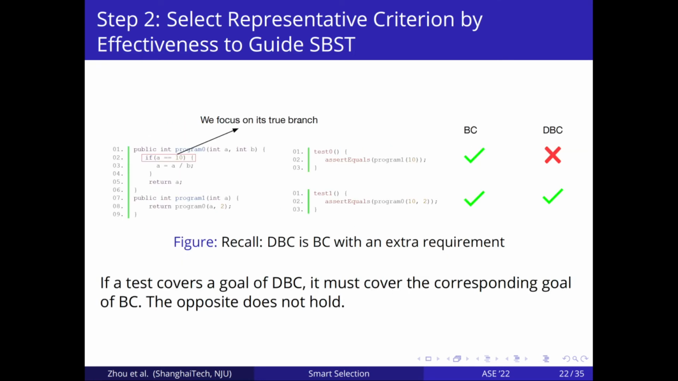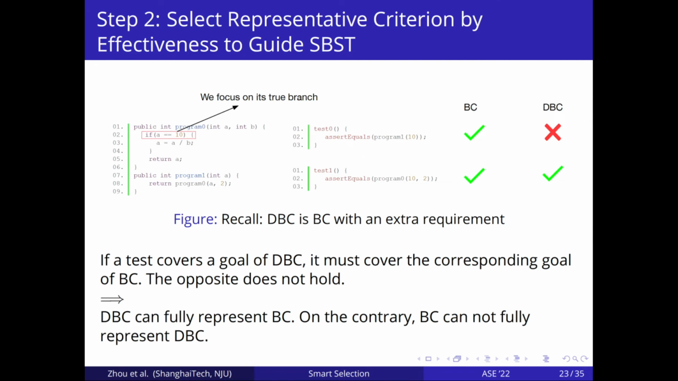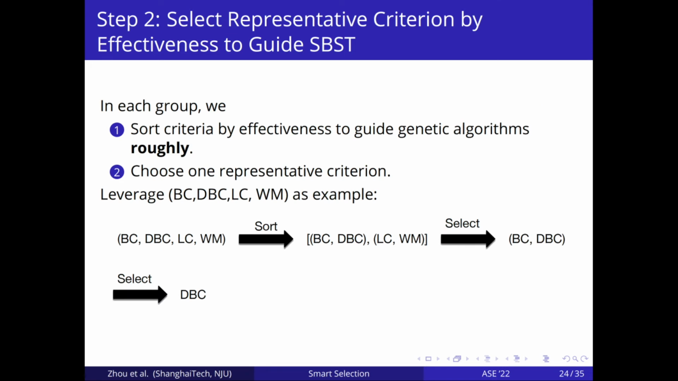Recall that direct branch coverage is branch coverage with an actual requirement, so we can conclude that if a test covers a goal of direct branch coverage, for example, a child branch in line 2, it definitely covers the corresponding goal of branch coverage, but the opposite does not hold. As a result, direct branch coverage can fully represent branch coverage, so we choose it as the representative criterion.